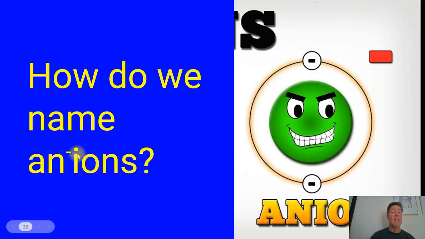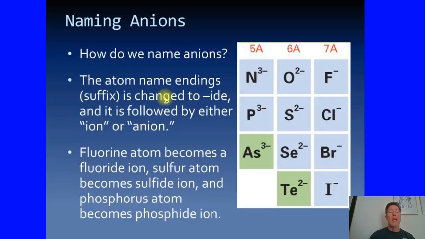How do we name anions? So I'm going to put a negative charge here by my N for negative anions. We take the name of the atom and we change the ending or the suffix to "ide." So here, for example, is nitrogen. Well, when it becomes its ion, we call it nitride. Oxygen, oxide. Fluorine, fluoride, and so on. So we're going to take the name of the atom and change the ending to "ide." And then we usually follow up by saying ion or anion.